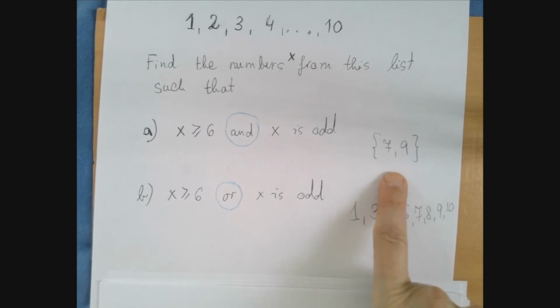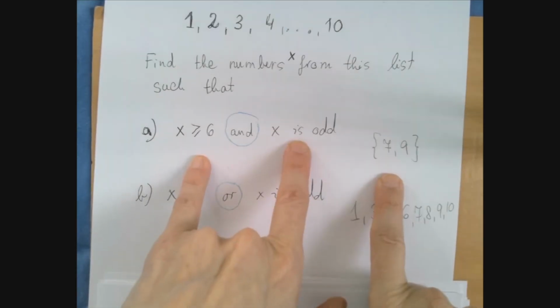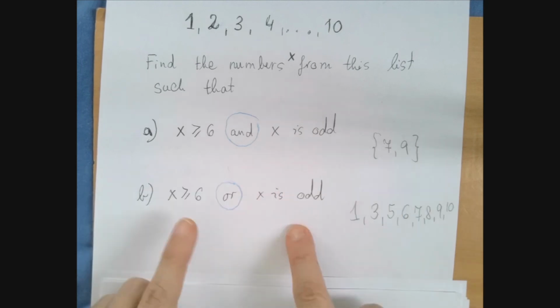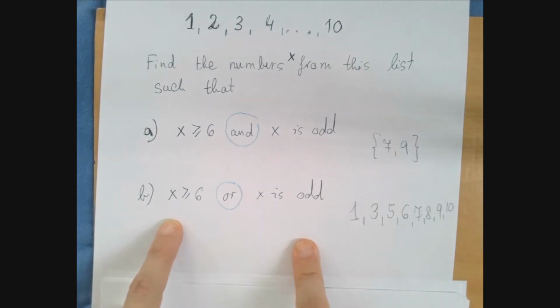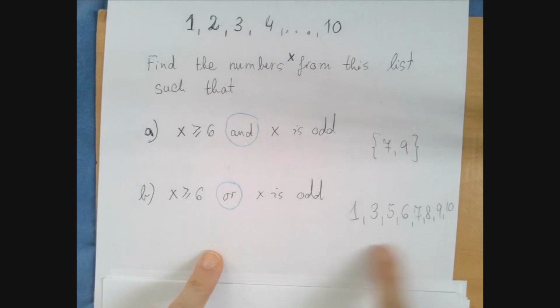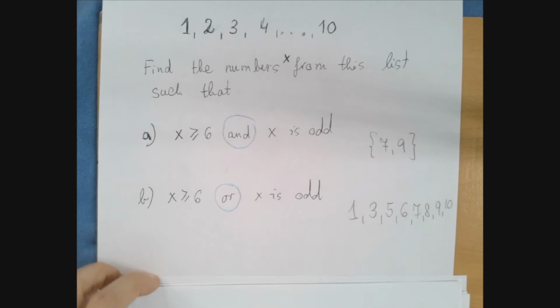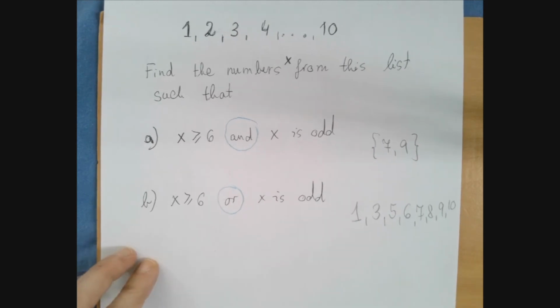So when you demand that both of these must be true at the same time, only 7 and 9 do that. 7 and 9 are big odd numbers. When you just demand big or odd, then you're collecting all the big numbers and all the odd numbers. It is easier for a compound statement to be true if the word between the statements is an "or."